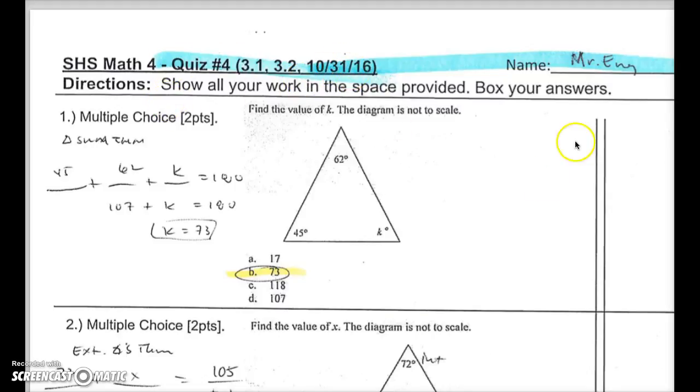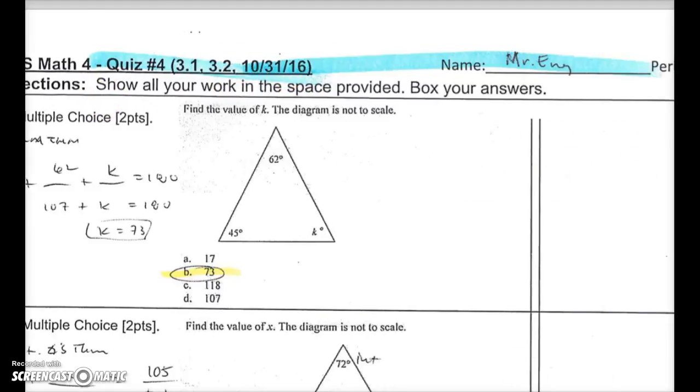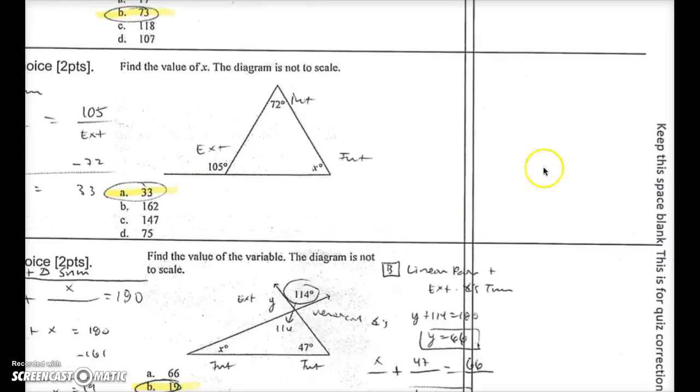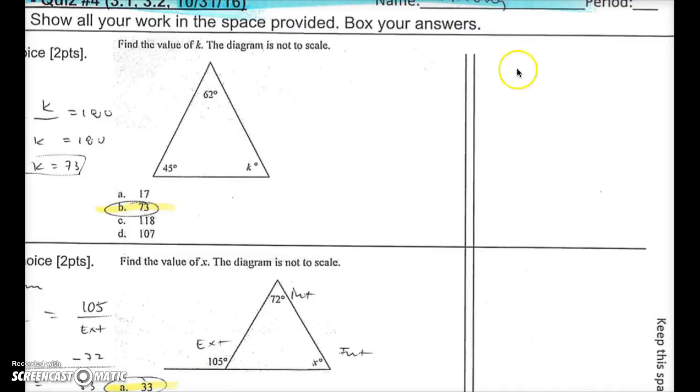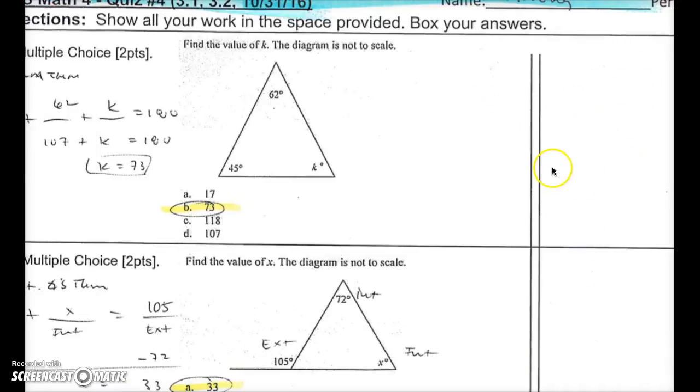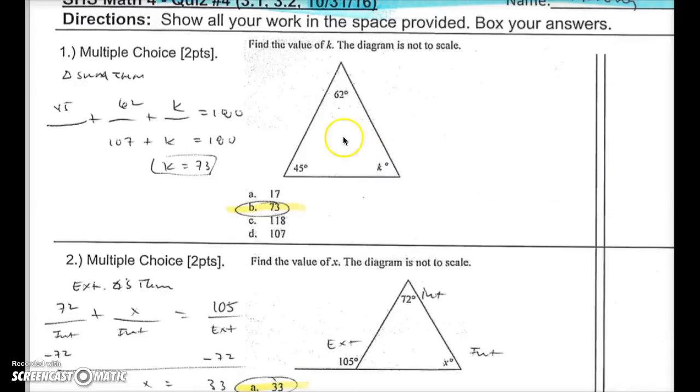To do your quiz corrections, remember on this blank side over here, this is where you should be doing your corrections. So if you got the problem right, you can write the word correct. If you got it wrong, go ahead and write a sentence of why you got it wrong and then redo the whole problem so you don't make that same mistake on the test.